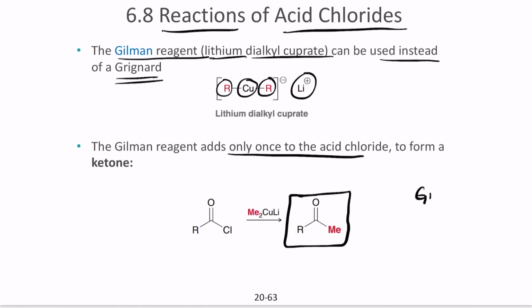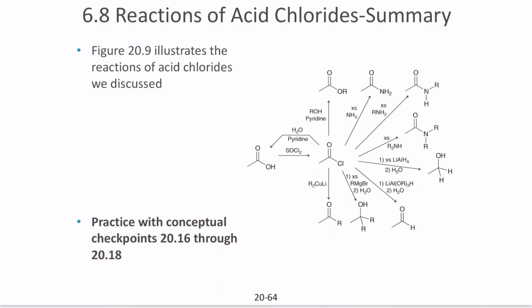So Grignard creates tertiary alcohols. But if you don't want to continue from ketone to tertiary alcohols, we use the Gilman reagent. So Gilman reagent is used to create ketones. Remember that lithium tri-tert-butoxy aluminum hydride is used for creating aldehydes. Gilman reagent is used for creating ketones.